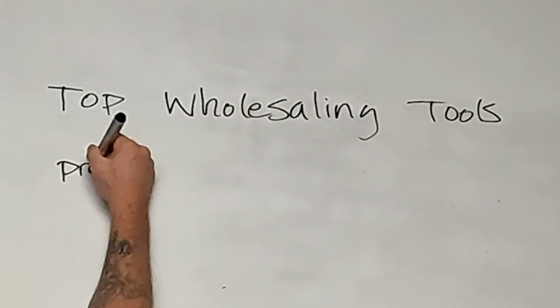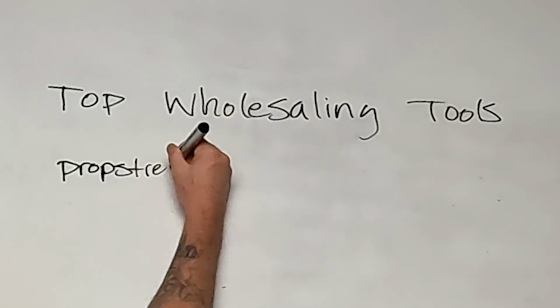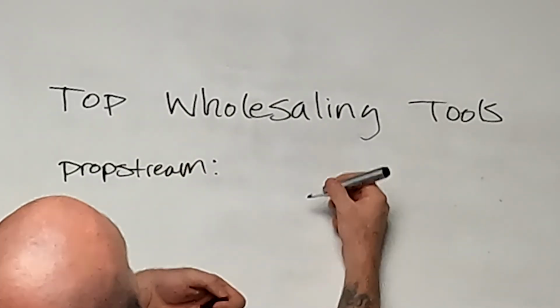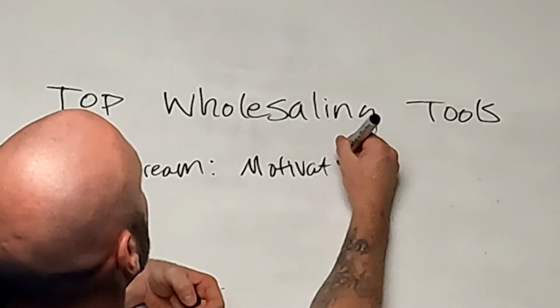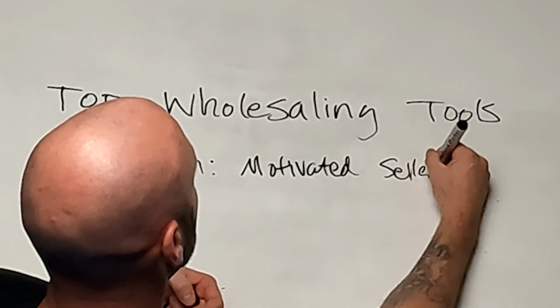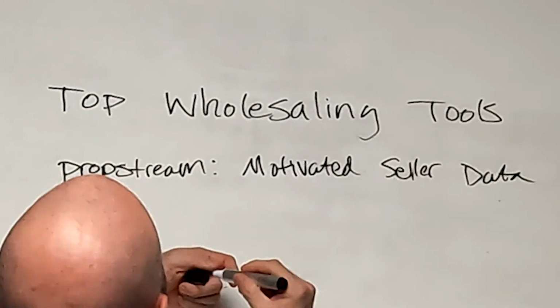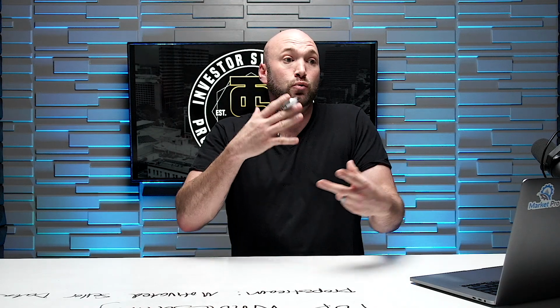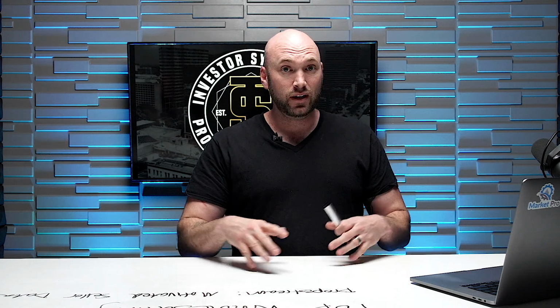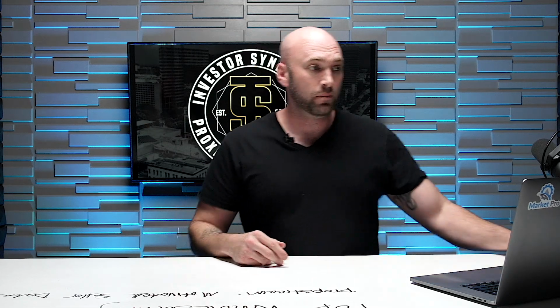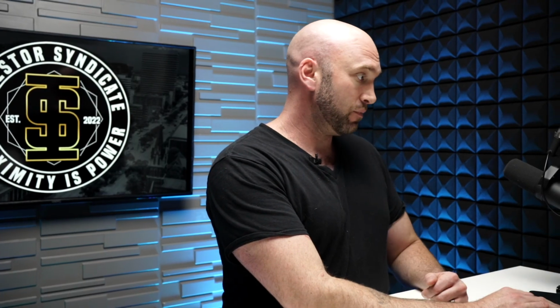So the number one tool that we want to touch on is going to be PropStream. Why? Because PropStream gives us the ability to pull the motivated seller data. It also pulls cash buyers. It also shows you property comps and gives you an opportunity to canvas neighborhoods, data analytics, so much in between. But for the purpose of this training, we're going to go ahead and log into PropStream.